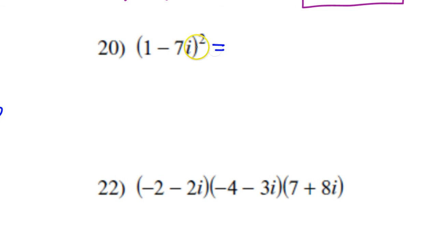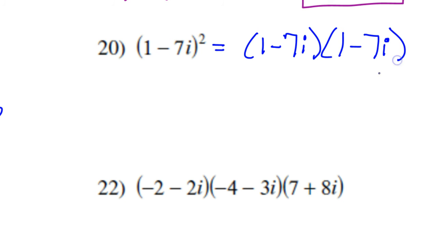Okay, understand that when you square a binomial, you can't just square the individual parts. You have to go 1 minus 7i times 1 minus 7i. So we will have to double distribute. We will distribute the 1. That's going to give us 1 minus 7i.